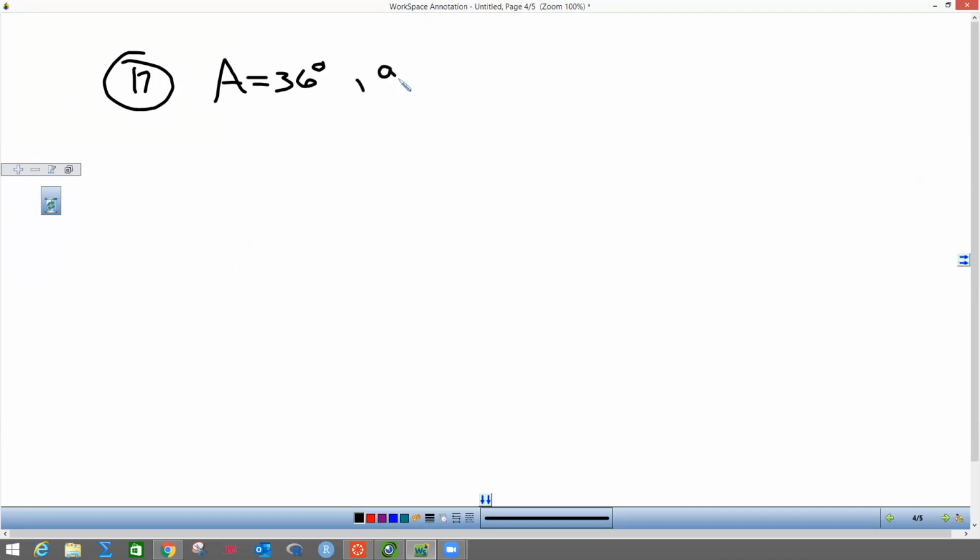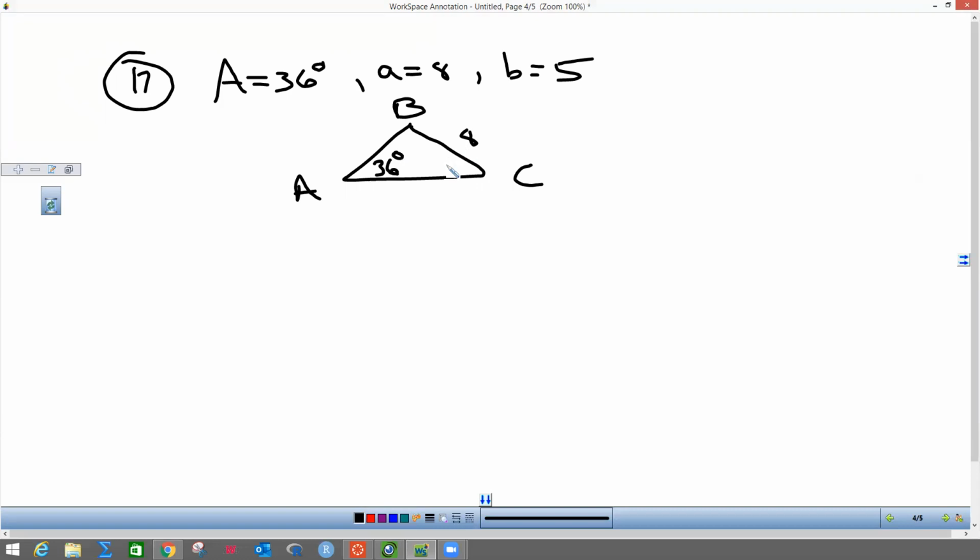So you see I've got a big A and a little a, so I know I'm going to use these every time. And then little b is 5. So I'm going to draw a picture because, again, I'm going to tell you that 90-some percent of us are picture-oriented. So we've got this.